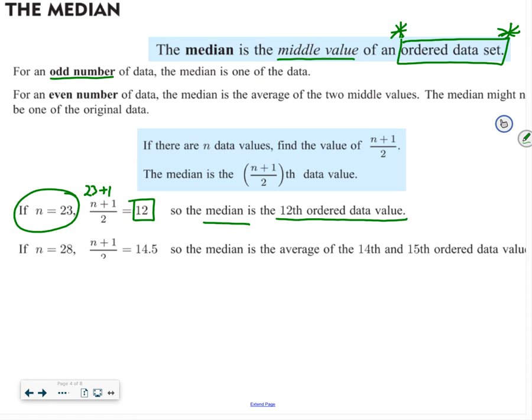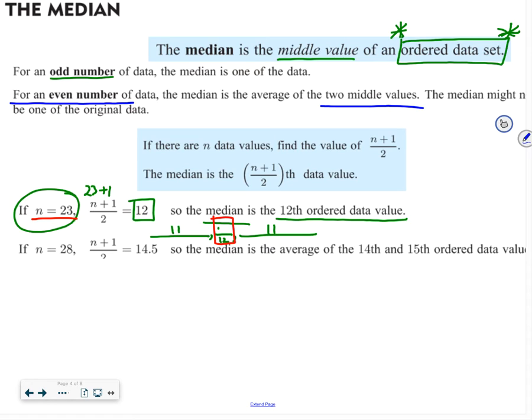We can think that with 23 we're going to have 11 data points, then our 12th one, and then we're going to have 11 different values over to the right side. So this 12th value is the one in the middle when we have 23. Okay, so that's when it's odd. But when it's even, the median is going to be the average of two values.